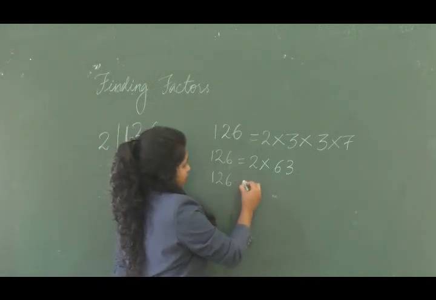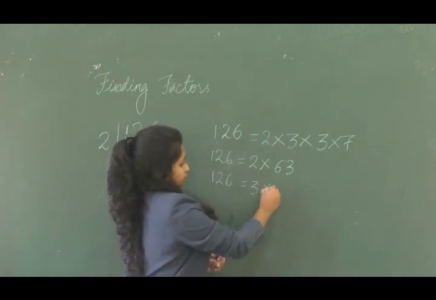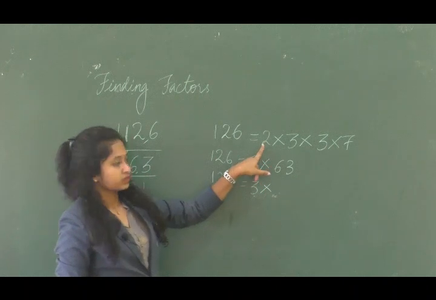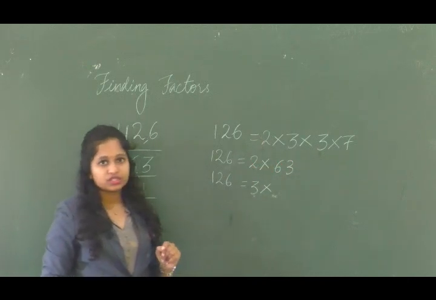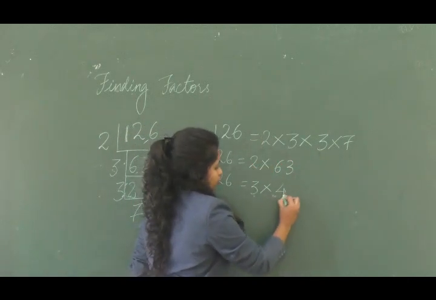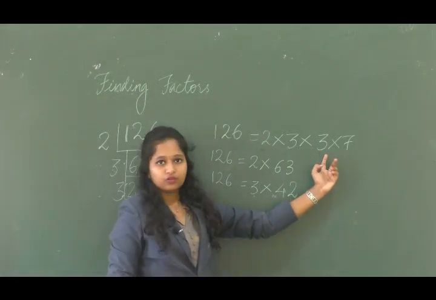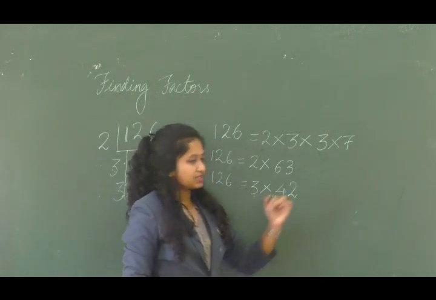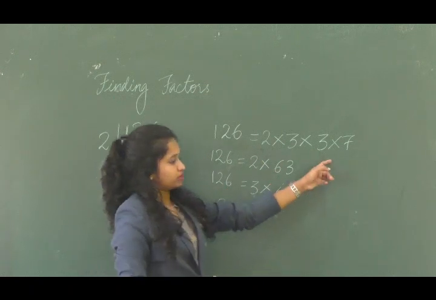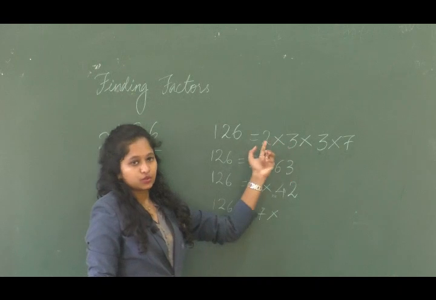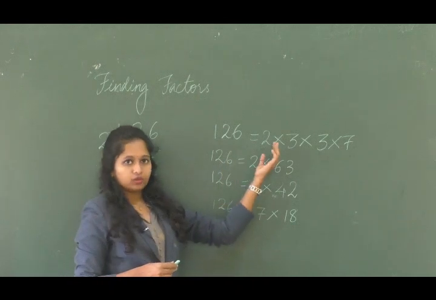Next, 126 equal to, leave this 2, take this 3 here, 3 into, take all the other numbers. 7 into 3 is 21, 21 into 2 is 42. Now we have one more 3, need not take it. Take the next number 7. So 126 equal to 7 into, multiply all this. 3 3s are 9, 9 2s are 18. Okay?